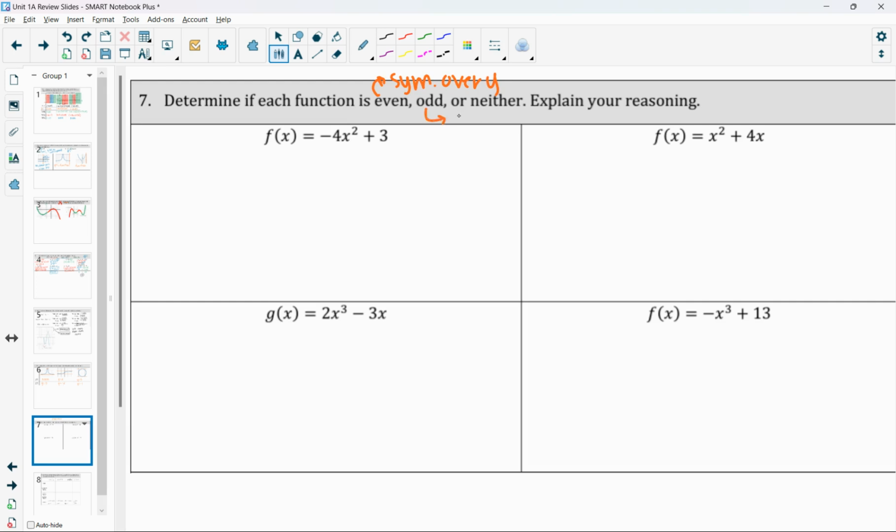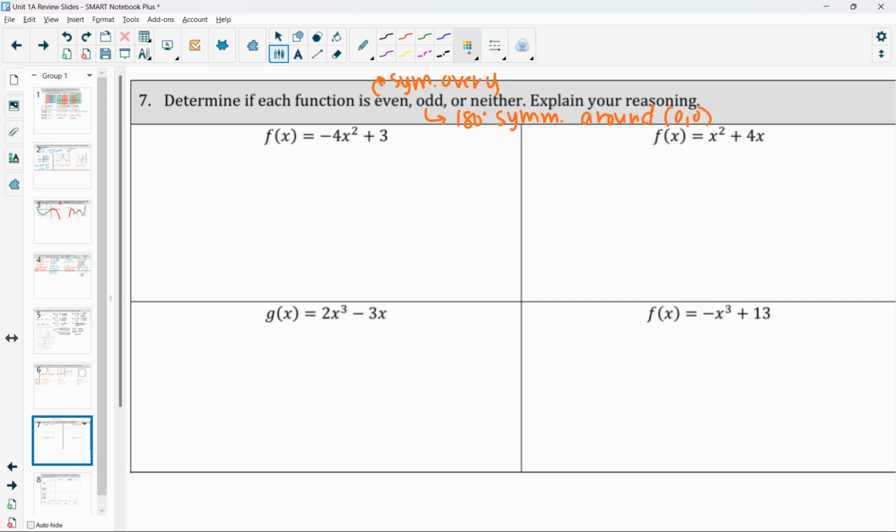Okay, and if it's 180-degree symmetry around the origin, which is 0, 0, then it's odd. So you would just graph it, draw a sketch, and say one of those. You would say even because it reflects over the y-axis, or you'd say odd because there's 180-degree symmetry around the origin, or you'd say neither.